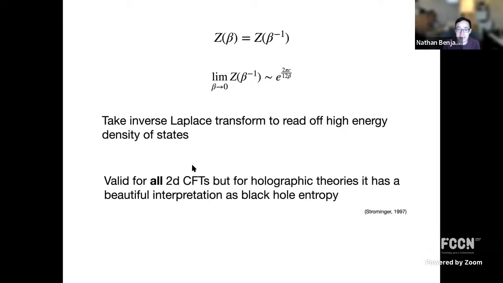Now, this is valid for all 2D CFTs. This is valid for the 2D Ising model as well. But for a very special class of CFTs, namely the holographic theories, there's a very beautiful interpretation of this formula in terms of black hole entropy, namely that the log of the density of states, once I change delta and J to the mass and the spin of a BTZ black hole, it exactly matches the area divided by 4G Newton on the nose.